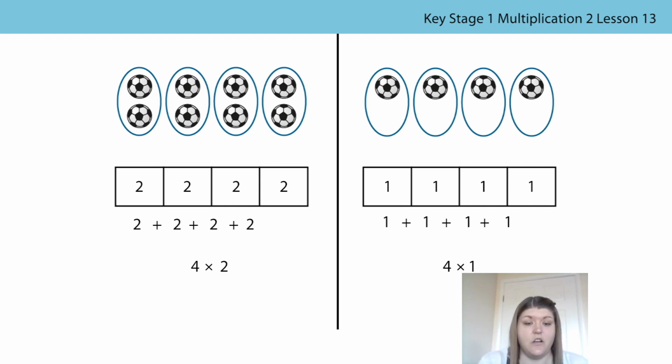So in our group over here, we had 2 in each group. So we had written 2 plus 2 plus 2 plus 2. That gave us our 4 2s. We're good at that. Then over here, we had 1 football in each group. So we had 1 plus 1 plus 1 plus 1. 4 times 1. 4 ones.